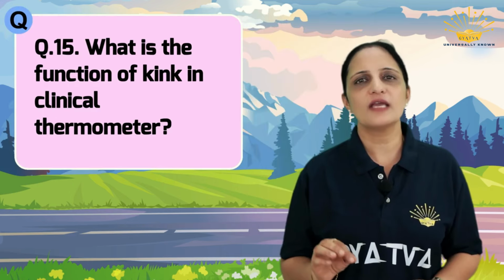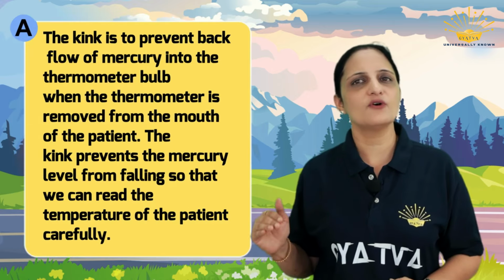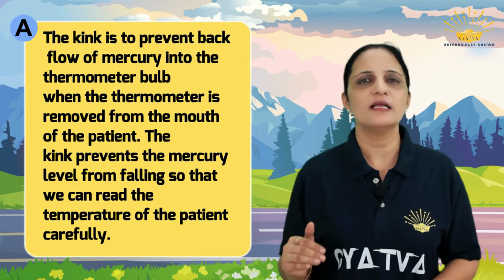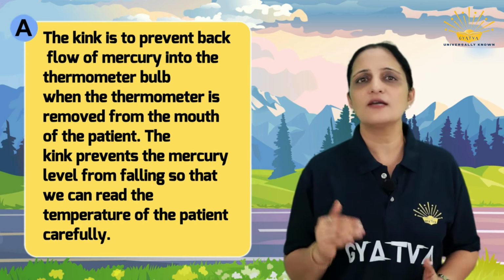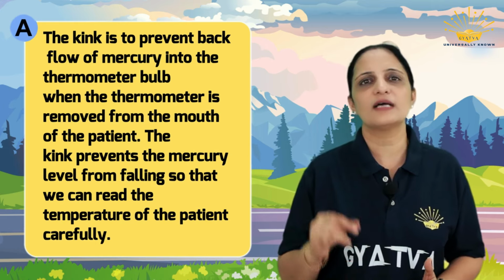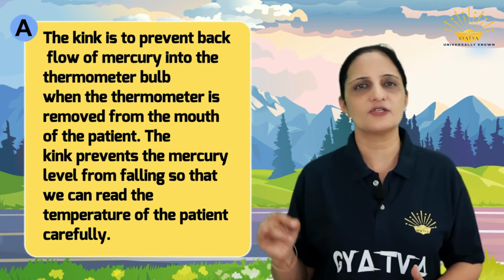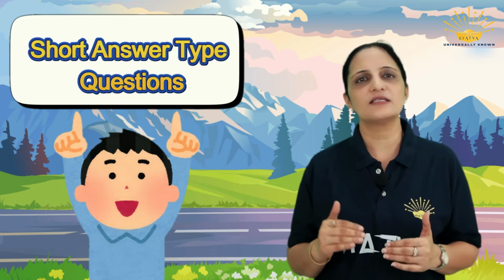What is the function of kink in clinical thermometer? The kink is used to prevent the backflow of mercury into the thermometer bulb when the thermometer is removed from the mouth of the patient. The kink or the constriction prevents the mercury level from falling so that you can read the temperature of the patient carefully. Now we come to the next exercise, that is the short answer type questions.